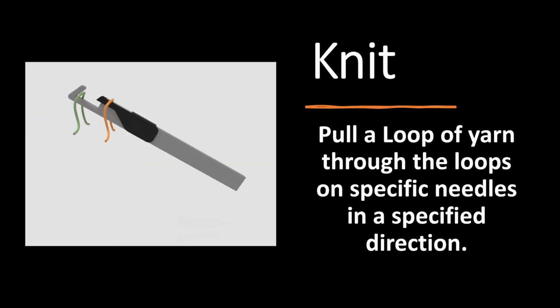If we want to start building up the fabric, we're going to need to knit, which is pulling a loop of yarn through the loops on a specified needle in a specified direction. Again, we're using a specific yarn, the active carrier, and so we have to specify a direction when we're knitting.